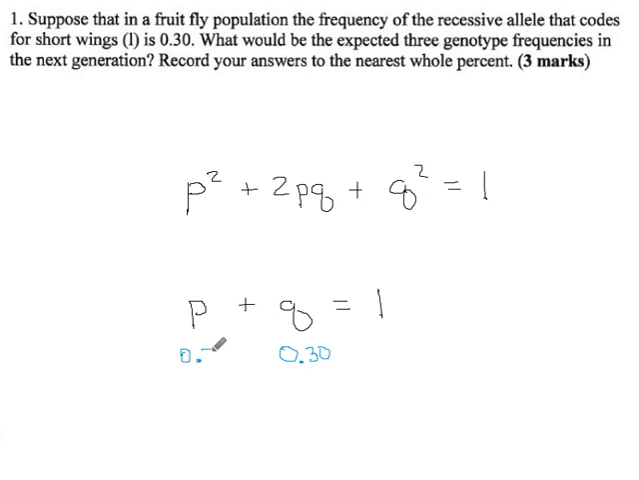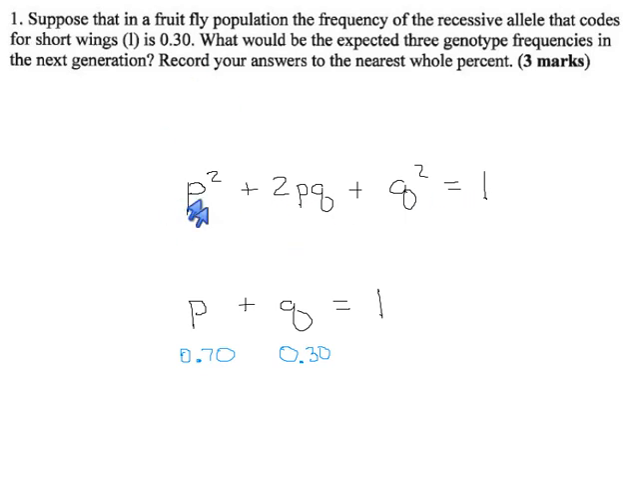In other words, if you just looked at all the chromosomes in this population and didn't care who they belonged to, you'd find 30% of those chromosomes carried the recessive allele, little l, and 70% of them were big L. So now that we have that, they're saying what would be the expected genotype frequencies? Now they're asking about this level in the next generation. Record your answers to the nearest whole percent.